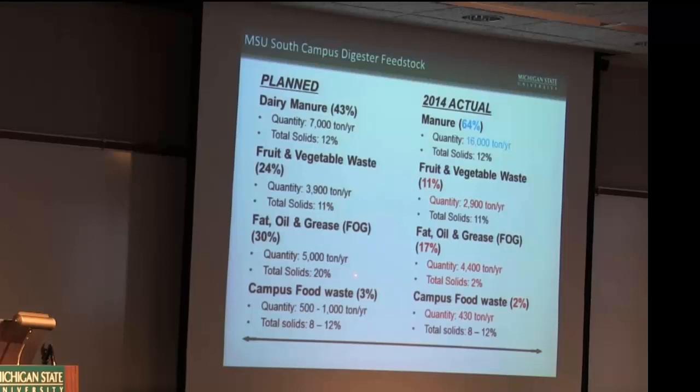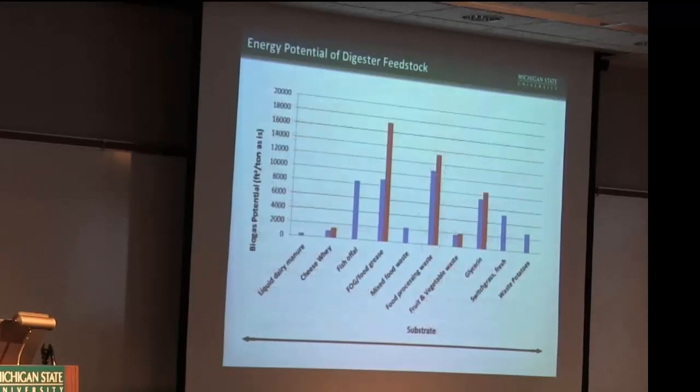The problem with the fog is we expected, and we're told we would receive, fog that's 20% solids. Again, we need organic matter, not water. What we're actually receiving is 2%. And so this has been the biggest hit to our overall energy production for the last year. Campus food waste was just a little bit under what we expected, 430 tons in 2014. So more manure and really dilute fog are our two stories for the year.